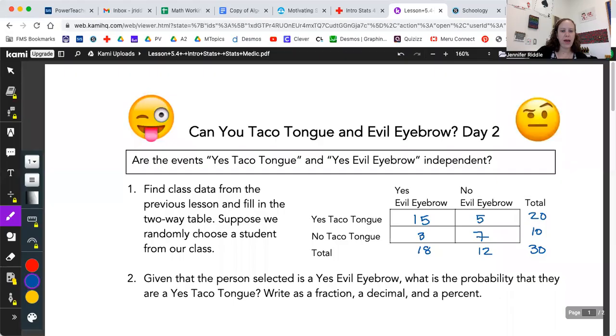Hey everyone, today we are looking at what's called conditional probability. So we're back to our example on can you taco tongue and evil eyebrow. The question that we're exploring today is, are the events yes taco tongue and yes evil eyebrow independent? This is a new vocabulary word for us today.